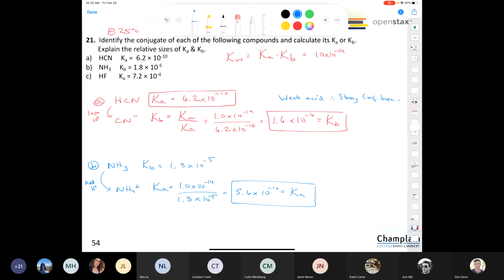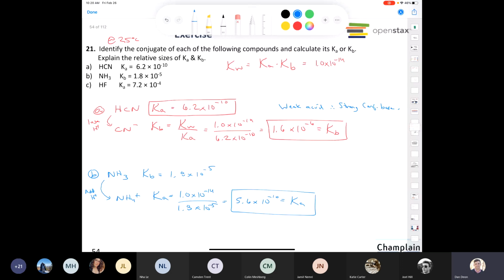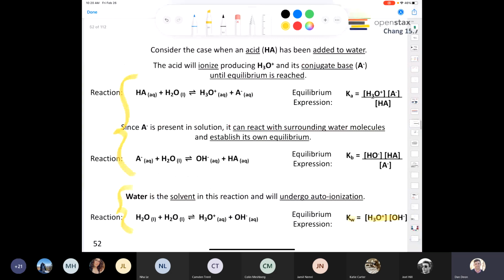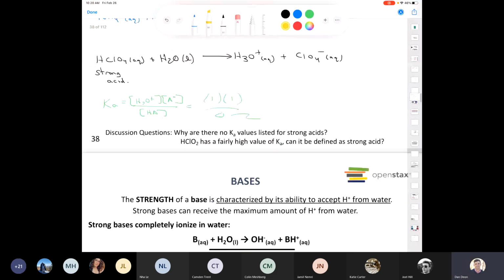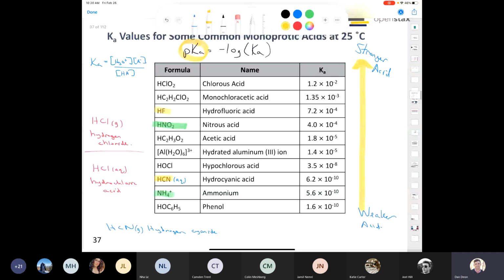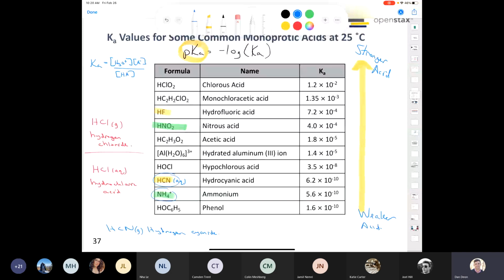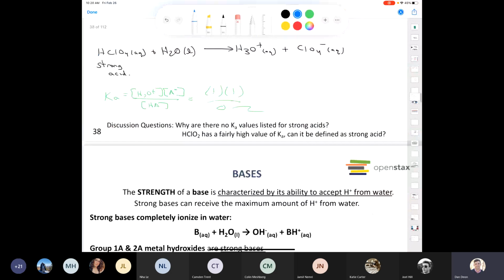And so it tells us that if we compare the Ka of HCN versus ammonium, what do you see? We see a difference in size. If I compare my HCN and my ammonium ion, you see that HCN is a stronger acid because it's got a bigger Ka. That's it. So what did that tell you about the conjugate bases? It tells me that cyanide, CN minus, must be a weaker base than ammonia.